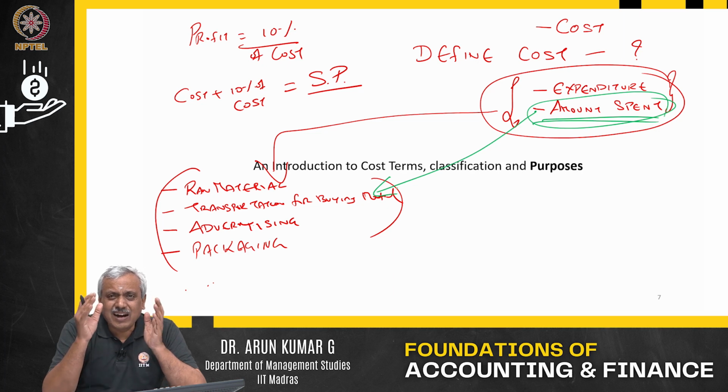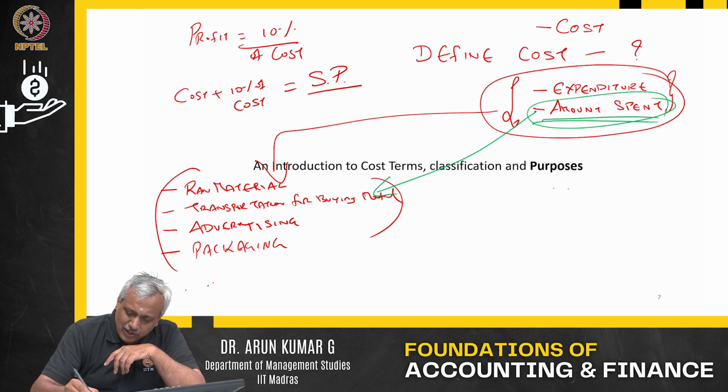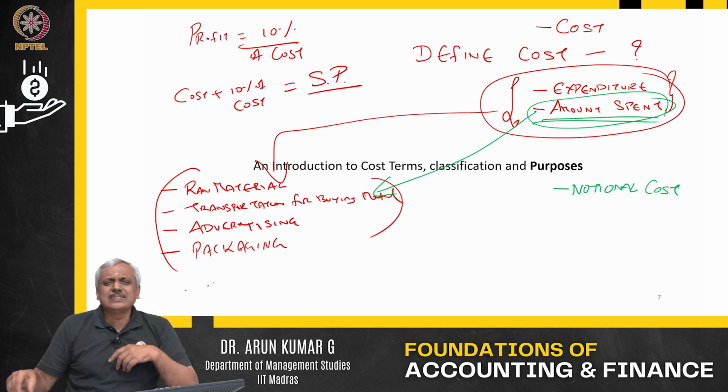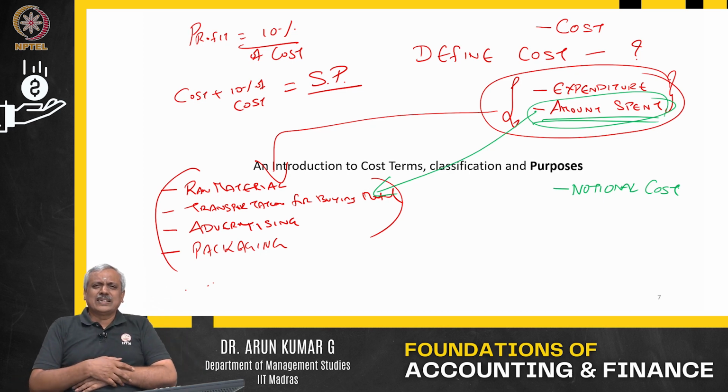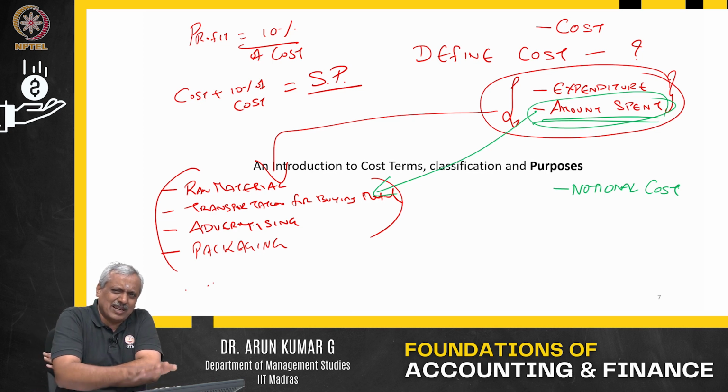Whereas, when we say cost, cost does not pertain only to the amount spent. Cost means and includes something called notional cost. Now, what is this notional cost? Sir, this notional cost is very confusing, it is very funny. Let us take this same example of the tie.